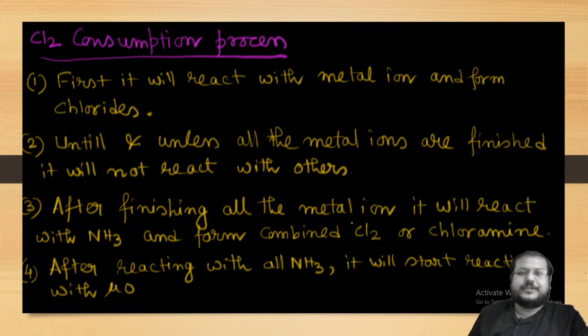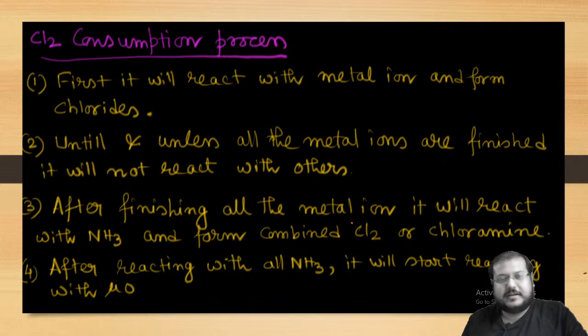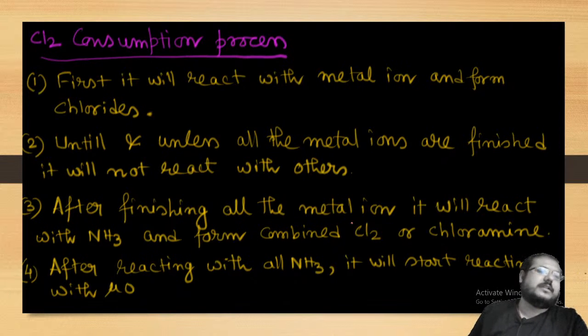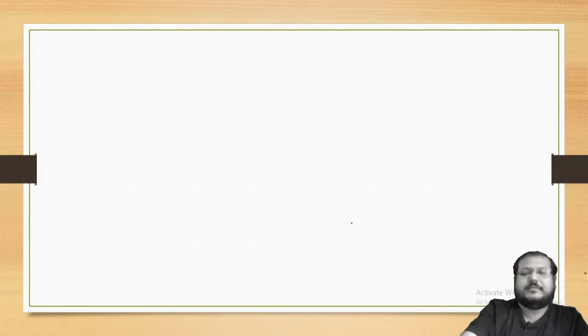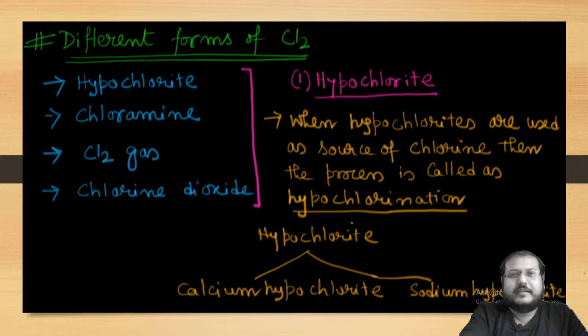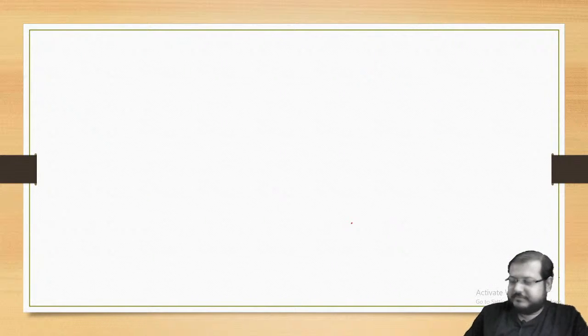So first it will react with metal ion. Until and unless all the metal ions are finished, it will not react with others. Then it will react with ammonia and form combined chlorine or chloramine. Until and unless all the ammonia is finished, it will not react with the microorganism. After the microorganism is finished, whatever is left will be the residual.